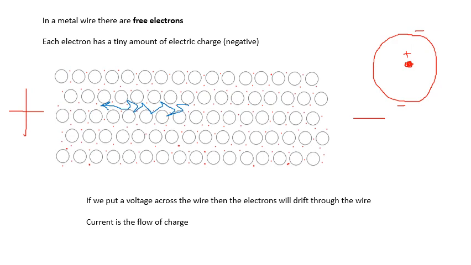Current is the flow of charge. It's not the flow of electrons. The electrons have charge, and because the electrons are moving, then we have a current. But it doesn't necessarily have to be electrons. There are positively charged particles as well. There's other things which can move and provide the current. In electrolysis, it's positive and negative ions that give us a current.